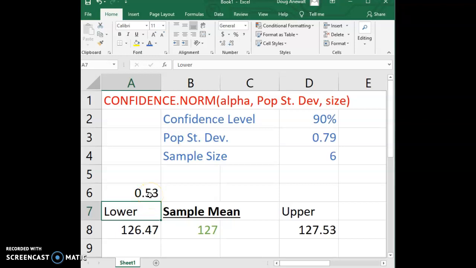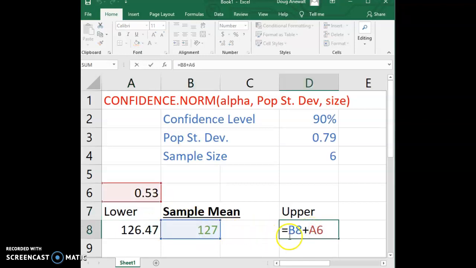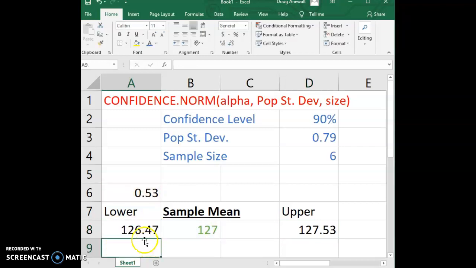That's how you construct a confidence interval: you take the margin of error, you add it to the sample mean to get the upper limit of your confidence interval, and then you subtract it from the sample mean to get the lower limit of your confidence interval. So we are 90% confident that the population mean lies somewhere in between this lower limit and this upper limit.